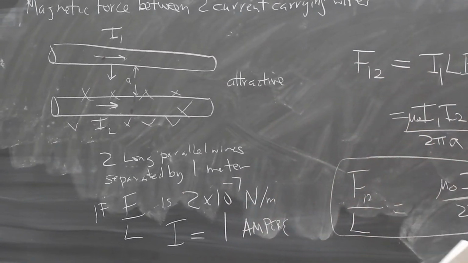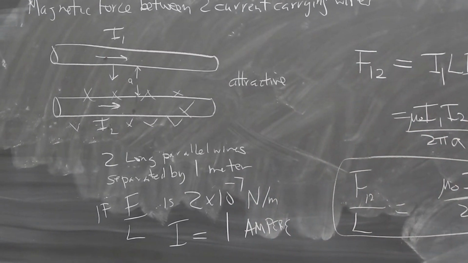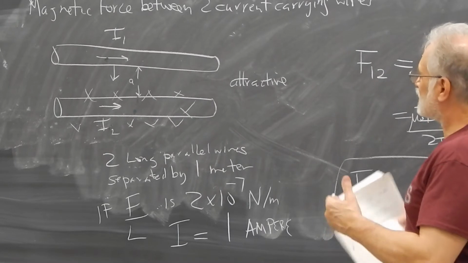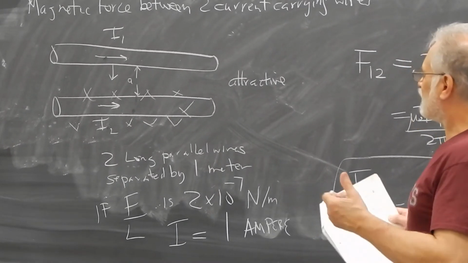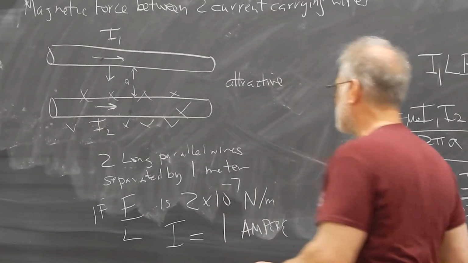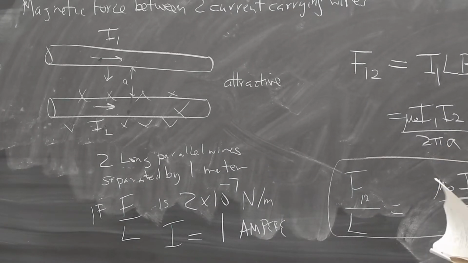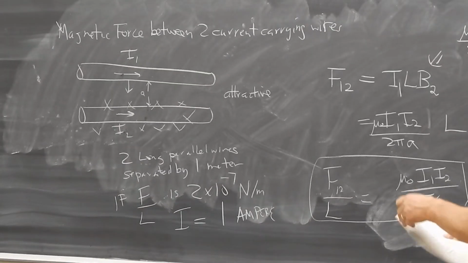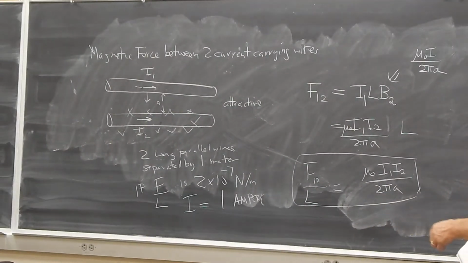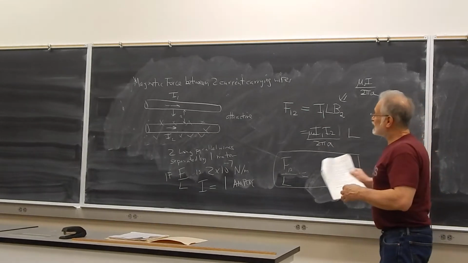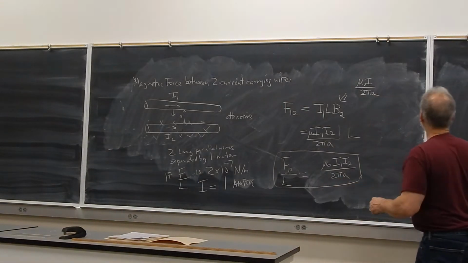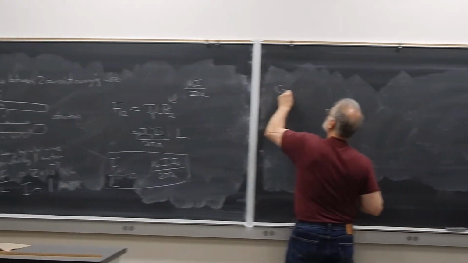So that's how we define the ampere. Two long parallel wires, they're separated by a meter, and if the force per unit length is 2 times 10 to the minus 7 newtons per meter, the current is defined as 1 amp. That's how we define the unit of current. Surprisingly, we use this definition to define the unit of charge, the Coulomb.